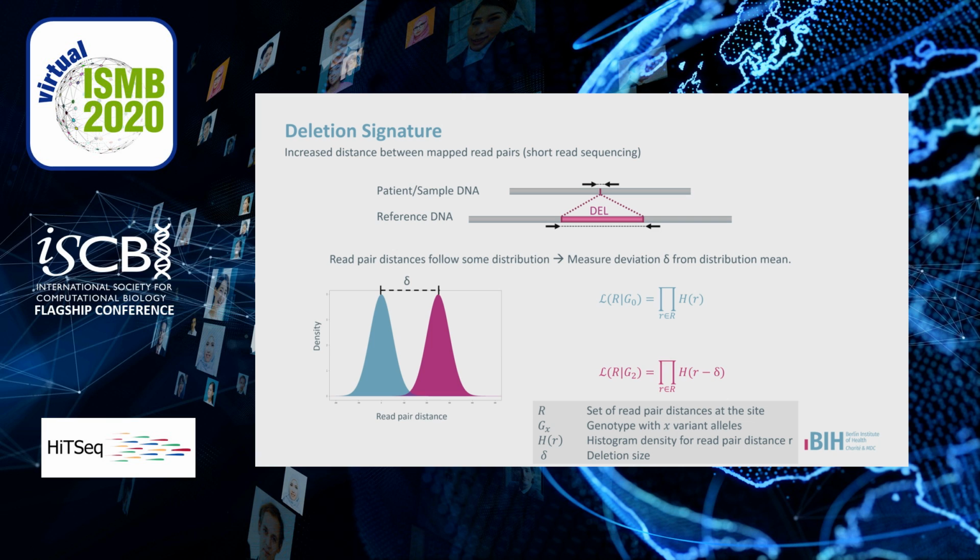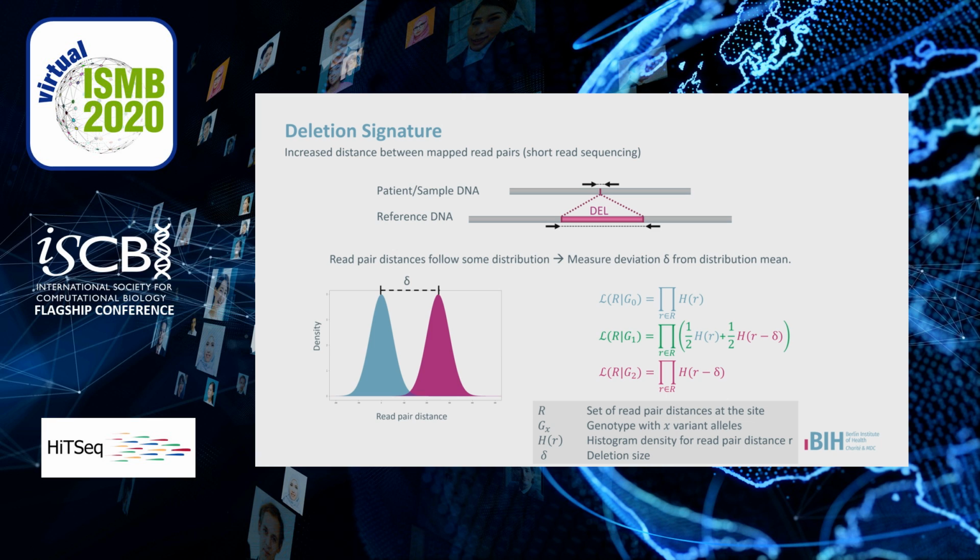For the likelihood of observing the given data, assuming that both alleles of our sample are affected by the deletion, we assume that all of our observed read pair distances originate from the red histogram. By subtracting the estimated deletion size delta from the observed read pair distance, we can shift the red histogram to match the blue one and use this again for the calculation of the likelihood.